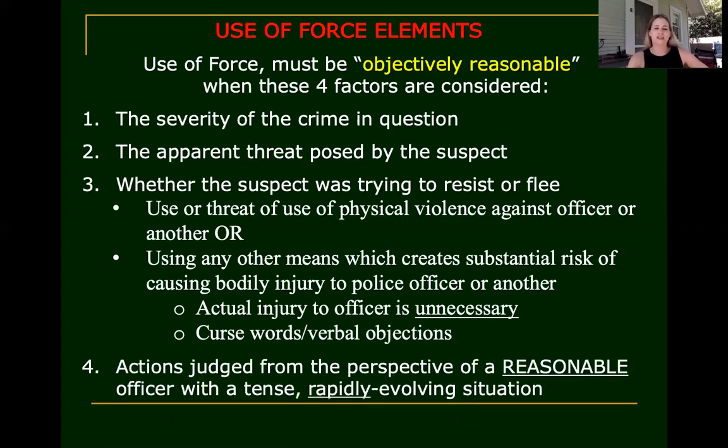The last one is that actions are judged from a reasonable officer standard. So the courts recognize that officers are faced with really hard situations. They're faced on a daily basis with situations that require a split-second decision, okay? And so taking that into consideration, they look to see, well, did they in that moment have a reasonable belief that their physical safety was threatened, that other people's physical safety was threatened? All of those different factors, 1 through 4, are considered.